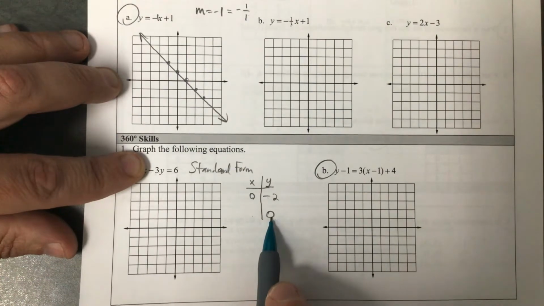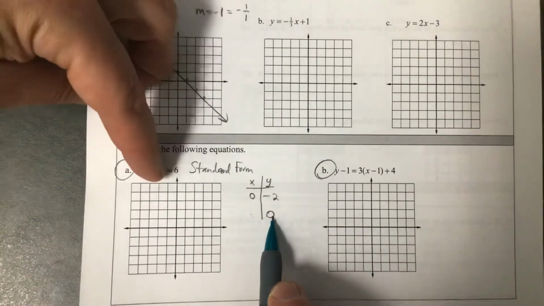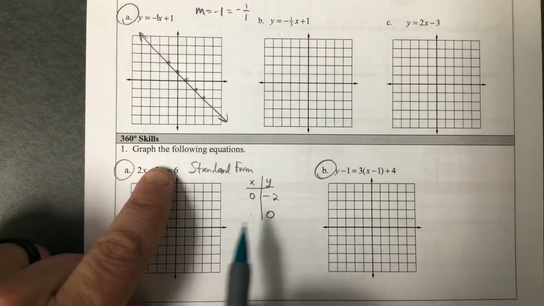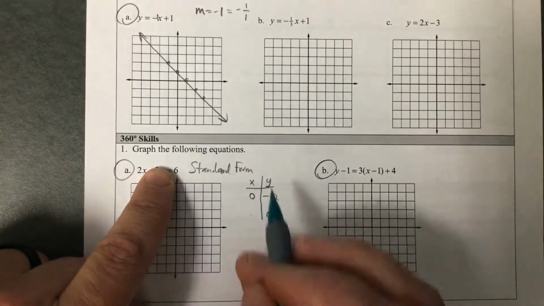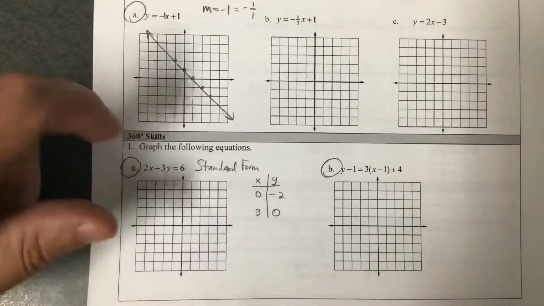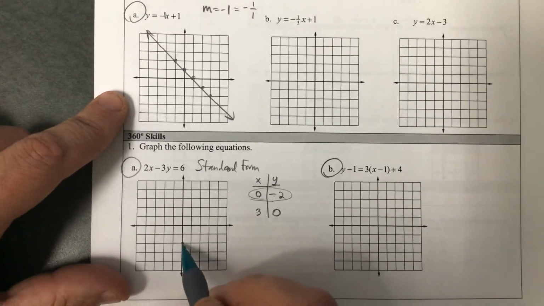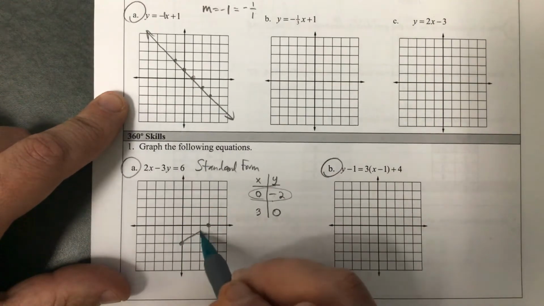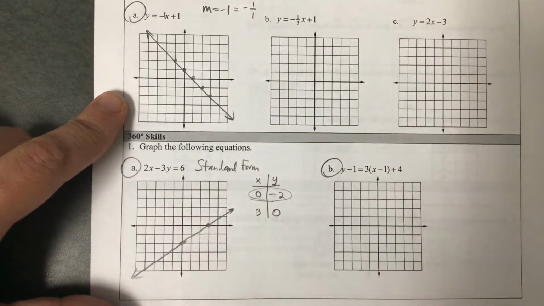Now for this one, the y is 0, and we need to figure out the x. So I'm going to plug in y is 0, which means I'd cover this up. And I would have 2x equals 6, and then divide by 2, and I would end up with 3. Now I have two coordinates. Here the y-intercept is negative 2. Here the x-intercept is a positive 3. And once I have 2 points, that's enough to draw my graph.